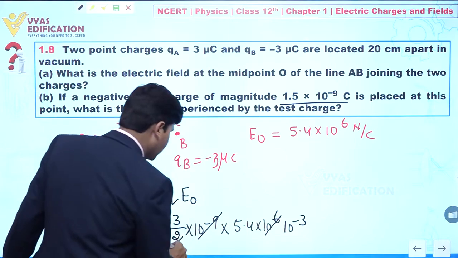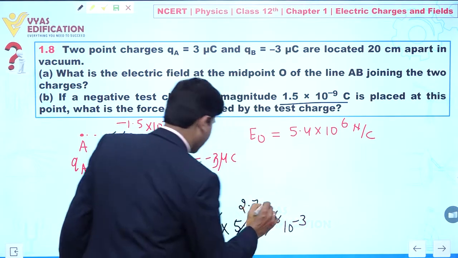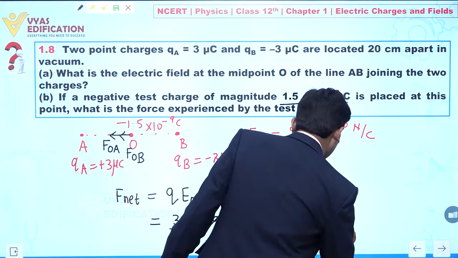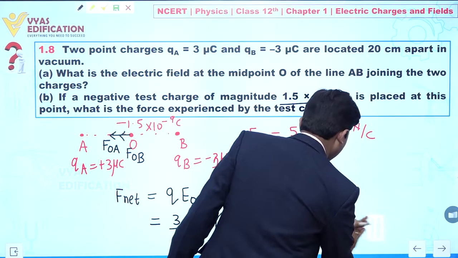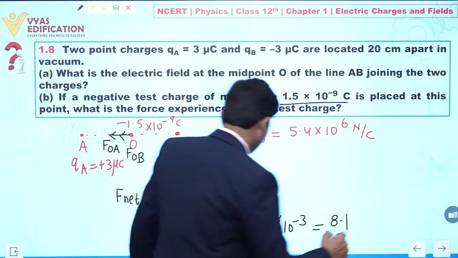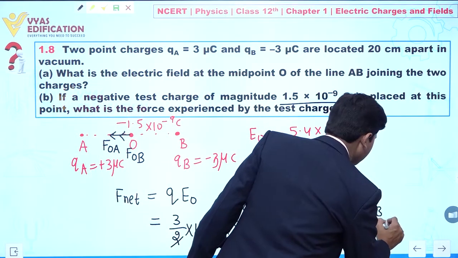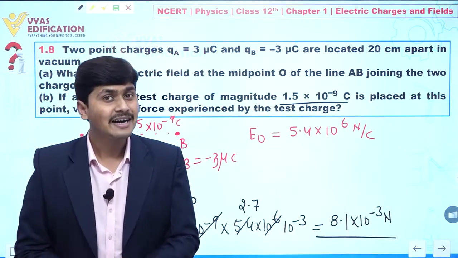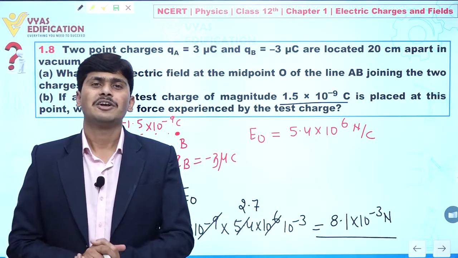Clear? And this is 8.1 into 10 to the power minus 3 Newton. Clear? So this is the value of the force exerted on the test charge. Clear? So this is all about this question.